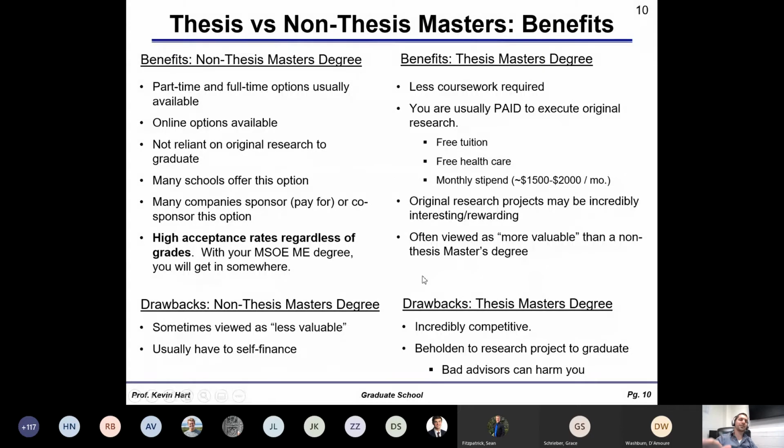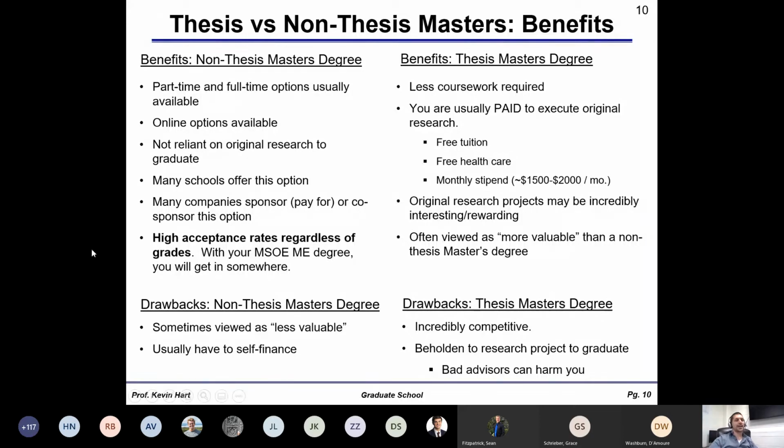Now let's talk about thesis versus non-thesis quickly, specifically for the master's degree. So a non-thesis master's, like I said, is just going to some university for a year and a half or 2 years, basically at full time, to get an additional degree. But a lot of those non-thesis options, because you're only taking classes, have part-time options available, all right? Because you just need to take X amount of classes to get your degree. Online options are also available. You're not reliant on any research, which is nice. Many schools offer this option, so MSOE offers this option.